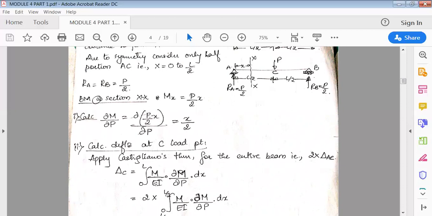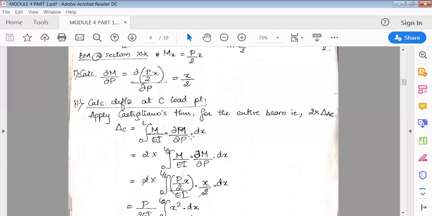Okay. Once again, how to solve this: first write this ∂ by ∂P aside. Then whatever moment is there from here, write it here. So this is ∂P and ∂P, just cancel this. So you're left with X by 2. So X by 2. Alright.